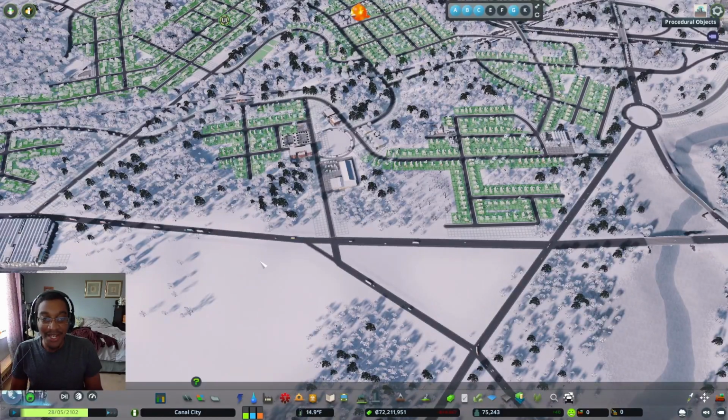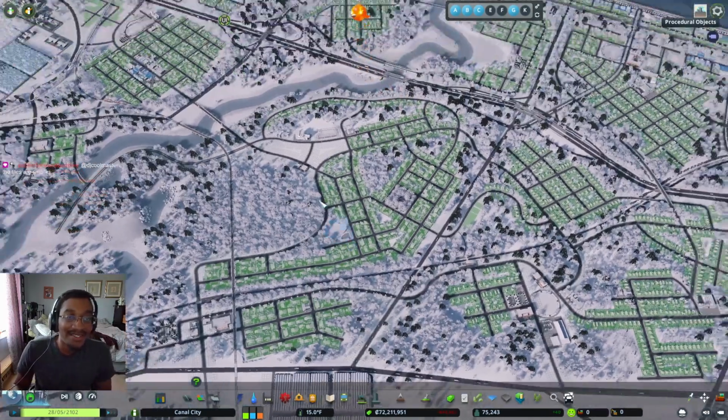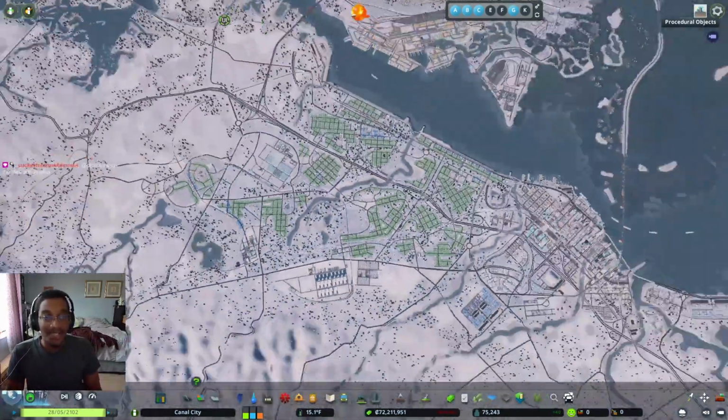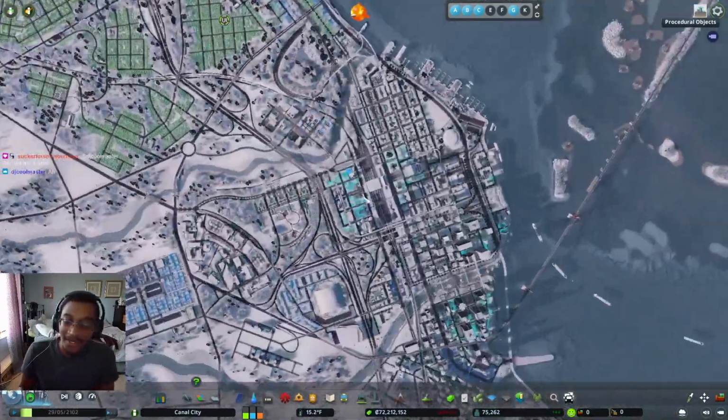441 tiles. But the tiles, they did confirm the tiles will be smaller. They're smaller than this game's tiles, which are pretty large. But 441 is still a lot.